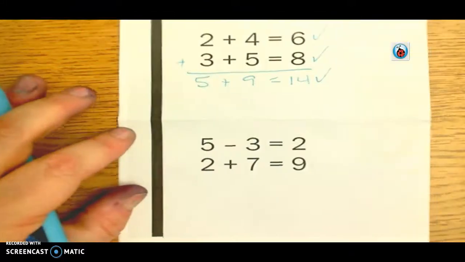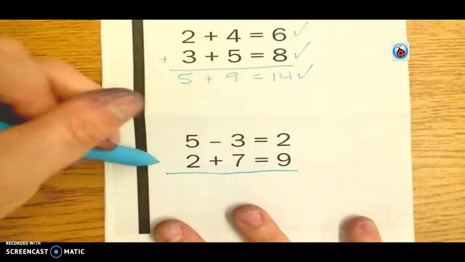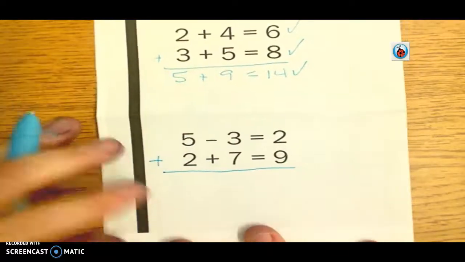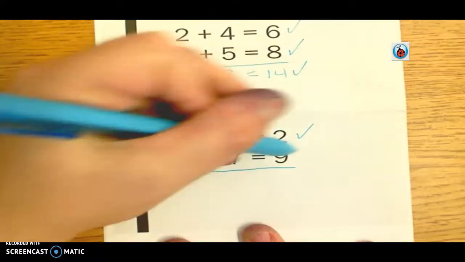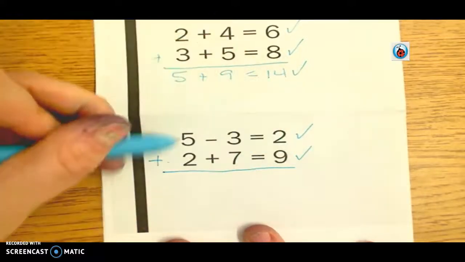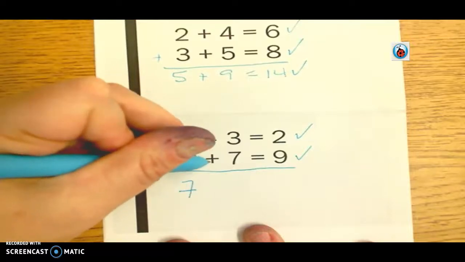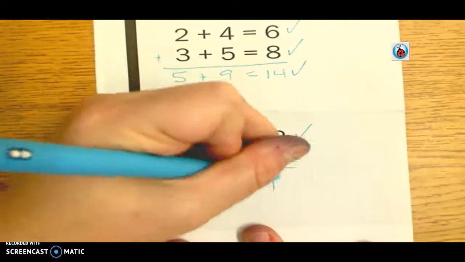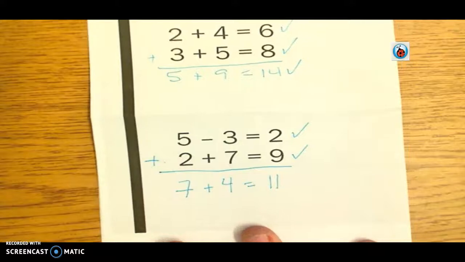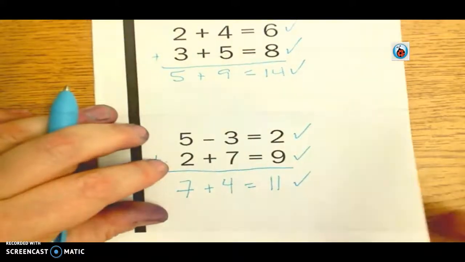All right, now what if the top one is subtraction? Let's just add them again together. 5 minus 3 is 2, true. 2 plus 7 is 9, that's true. Let's see if we add them together. 7, a negative 3, and a positive 7 is a positive 4. 2 plus 9 is 11, and 7 plus 4 equals 11. It's another true statement.